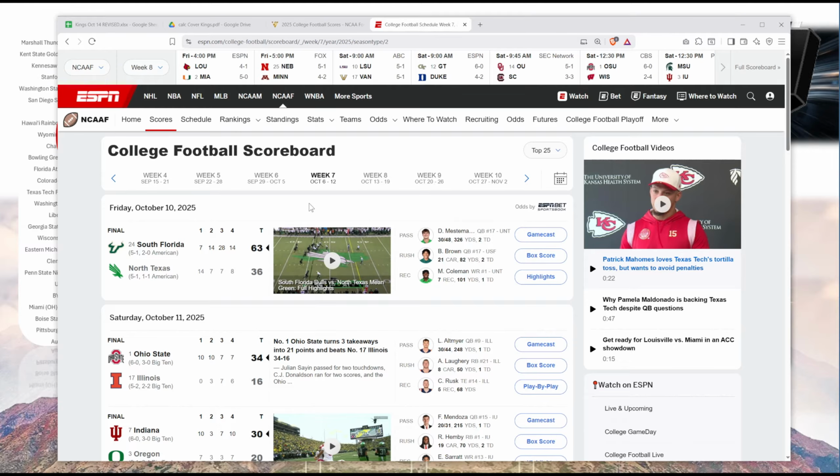So it's the middle of the week, and this is a recap of results from week 7, but it is valuable information looking forward to week 8's college football games.